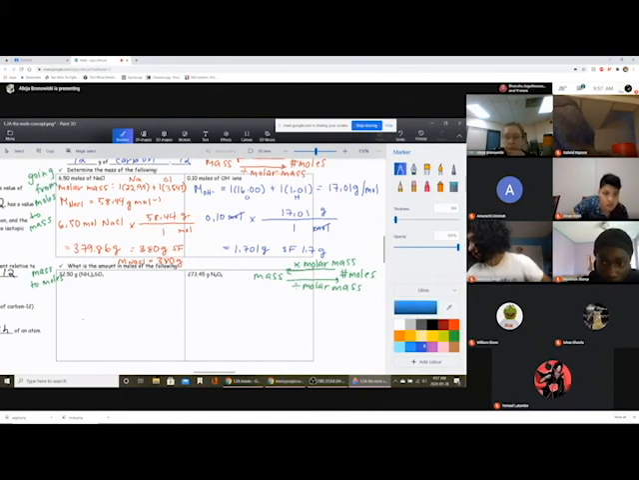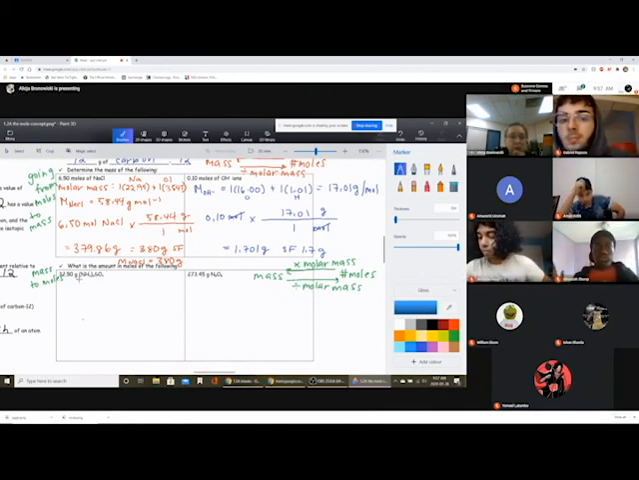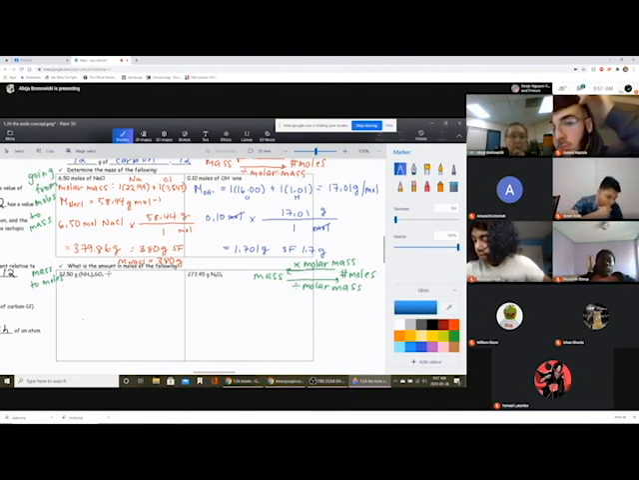Okay, so I have 32.50 grams of ammonium sulfate. I would like to know how many moles this is. So let's take a look at my formula here. It's easier to calculate my molar mass if I take off these brackets.